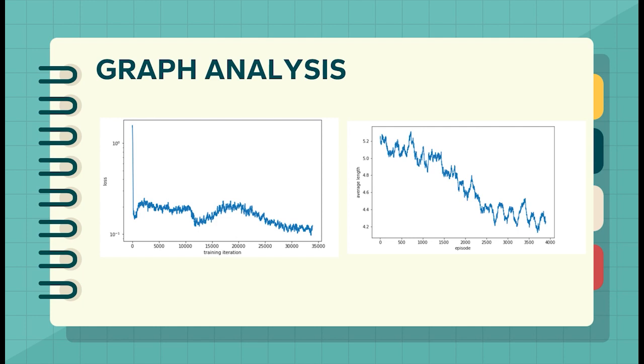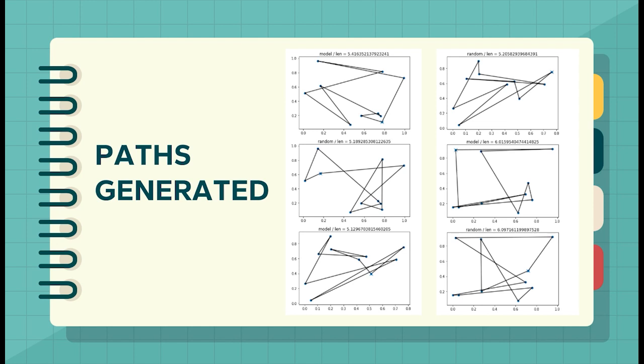And then the average length graph: the episodes are nothing but the number of times of running this code. If you increase the episodes, then the average length of the total path is getting reduced. We can see it in the graph. It is the pictorial representation, sir. And at last, you will be getting the paths generated, sir. There are some examples of the paths which you have got after generating those things.